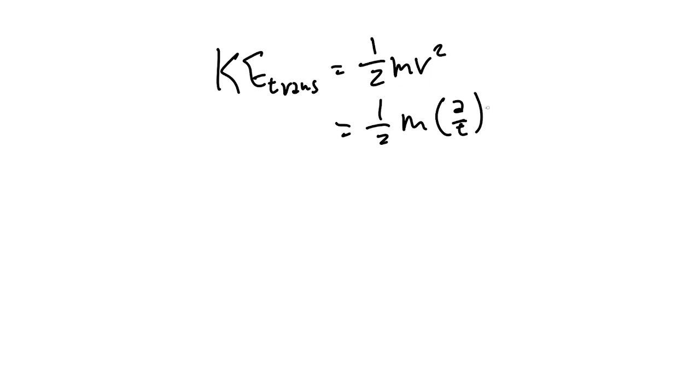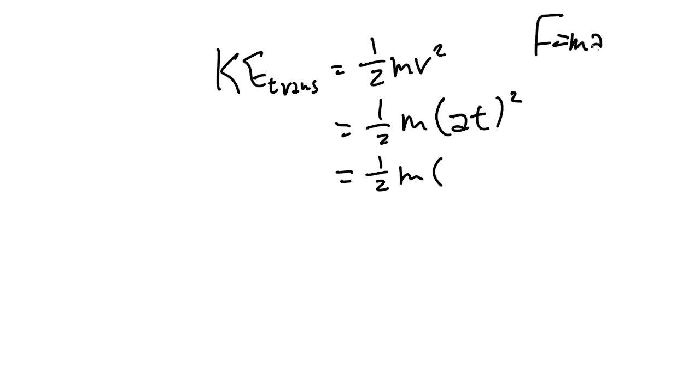A over t, or is it the other way around? I think it might be at. Oh, it's at squared, that's how math works. And so this means that this is 1 over 2 times m, and we know that from the name that this is going to be ft over m, right? Because a equals f divided by m.